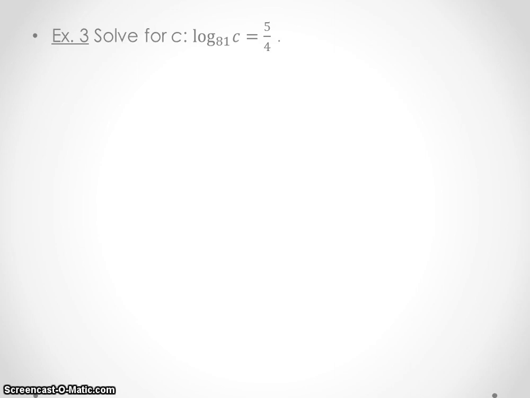Alrighty, last two examples, and then I'll let you try a few on your own here. Example 3 says solve for C, log base 81 of C equals 5/4 power. So since C is in here, we're going to go ahead and write it in exponential form so that hopefully we'll be able to actually evaluate something here. So exponential form, we would bring this 5/4 in here and put it on the 81. So we'd have 81 to the 5/4 power, and the C would get kicked outside, so equals C.